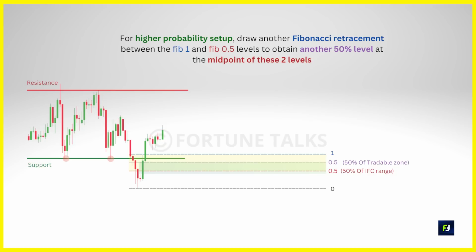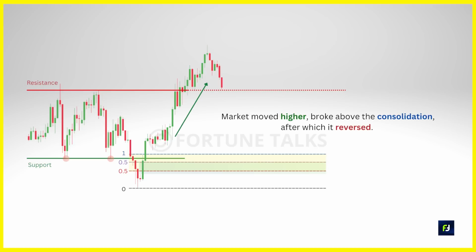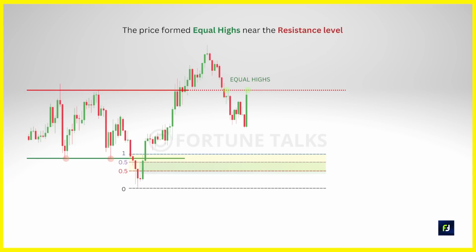Now let us observe what the market did. The market moved higher, broke above the consolidation, after which it reversed, took a short reaction, and once again broke below the resistance turned support level. Further, price consolidated near the resistance area where it formed equal highs. I have marked this level.